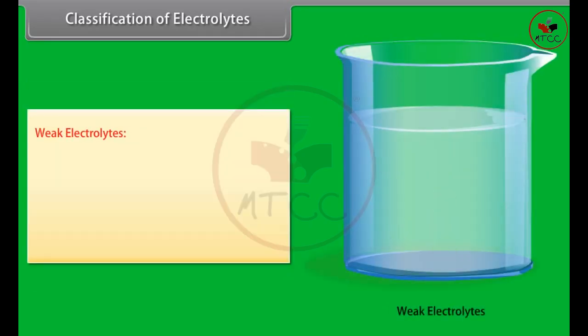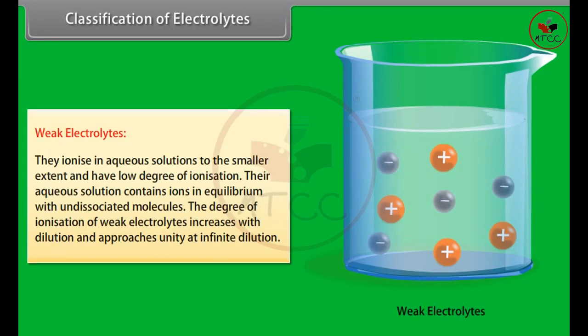Weak electrolytes ionize in aqueous solutions to a smaller extent and have a low degree of ionization. Their aqueous solution contains ions in equilibrium with undissociated molecules. The degree of ionization of weak electrolytes increases with dilution and approaches unity at infinite dilution. For example, NH4OH and CH3COOH.